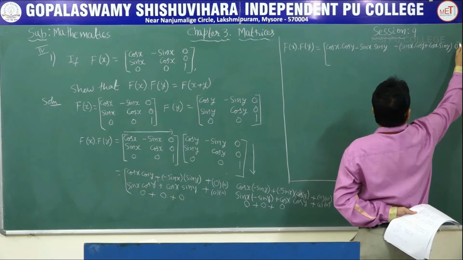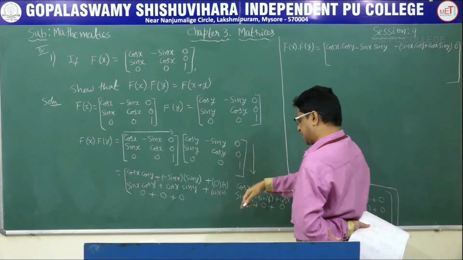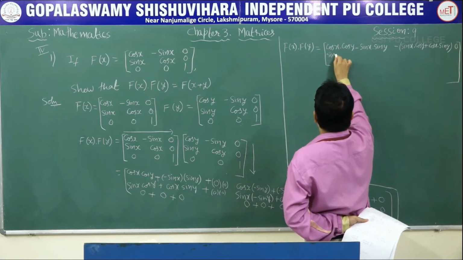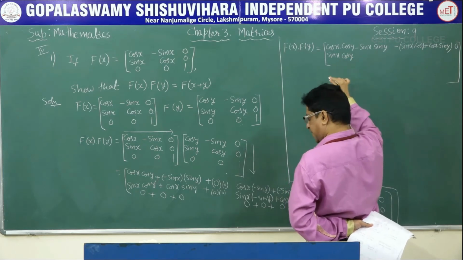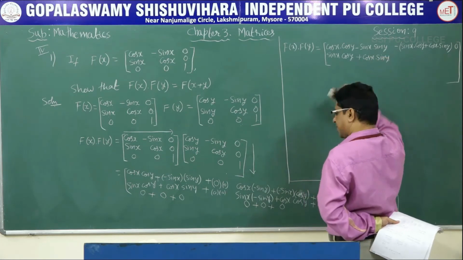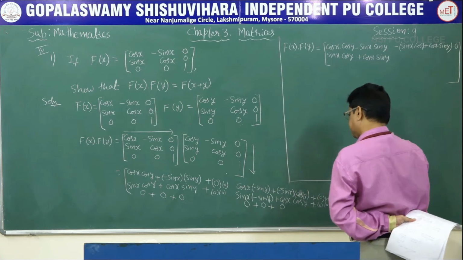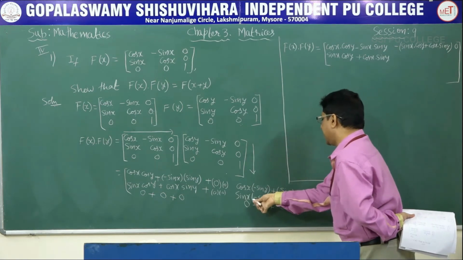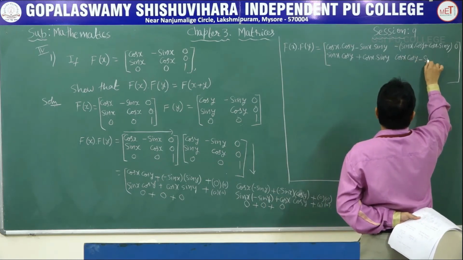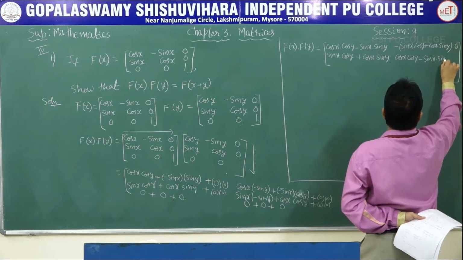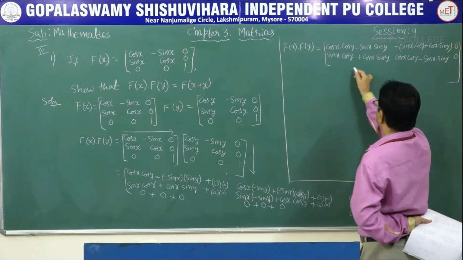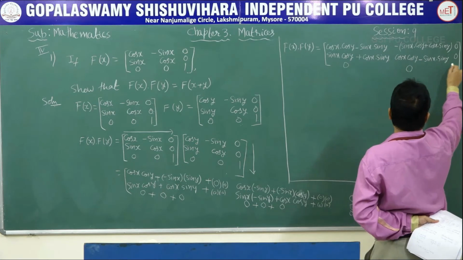Last will be 0. Next, this is once again sin x into cos y plus cos x into sin y. Here it is cos x into cos y minus sin x into sin y. And here it is 0 plus 0 plus 0, we will have 0. So we have 0, 0, 1.